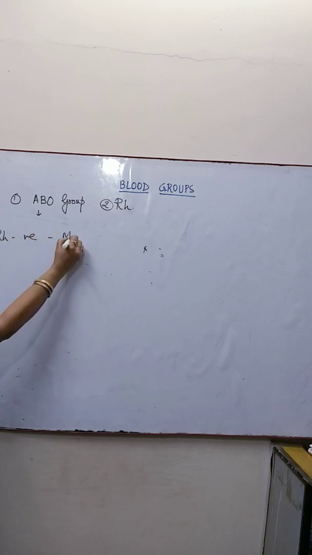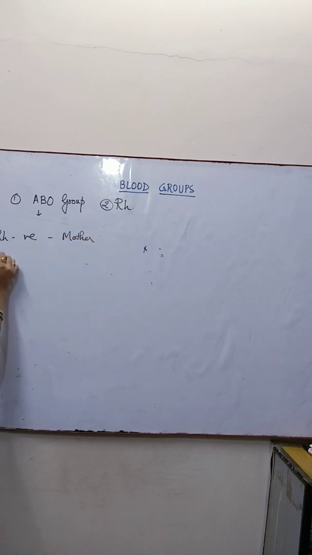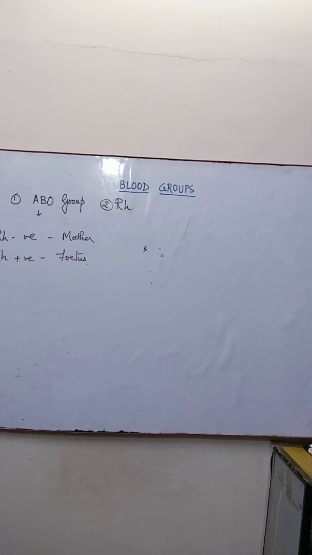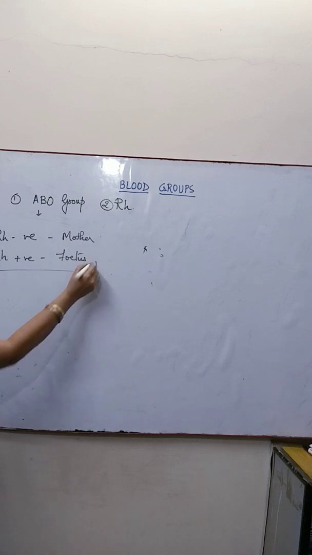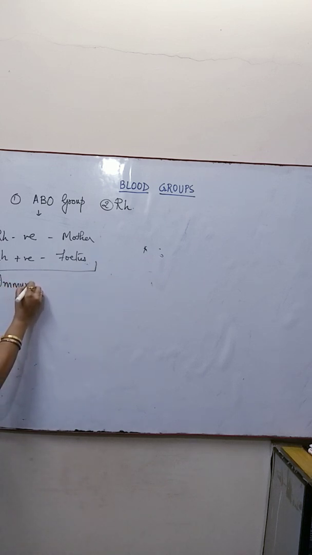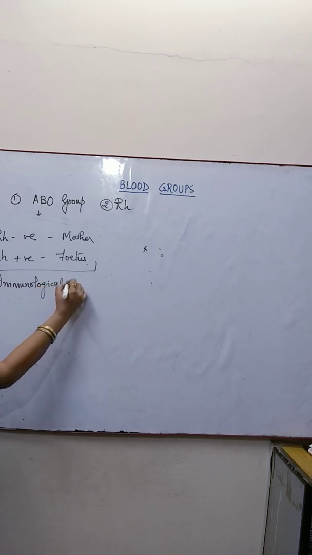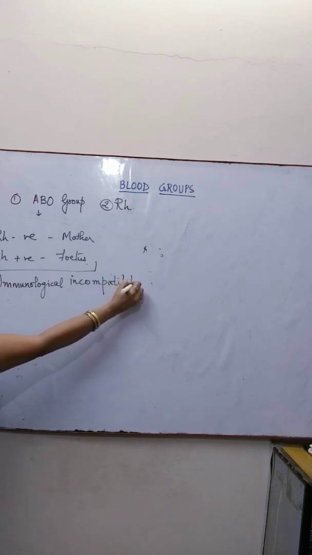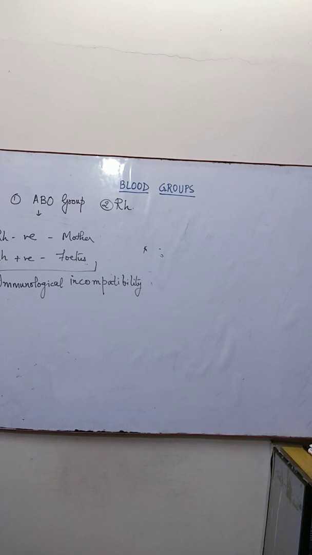RH negative mother, and the fetus is RH positive. This is a case. Now, in this case, immunological incompatibility happens. Why are we saying immunological incompatibility? Because the RH factor is an antigen which is present on the RBC.